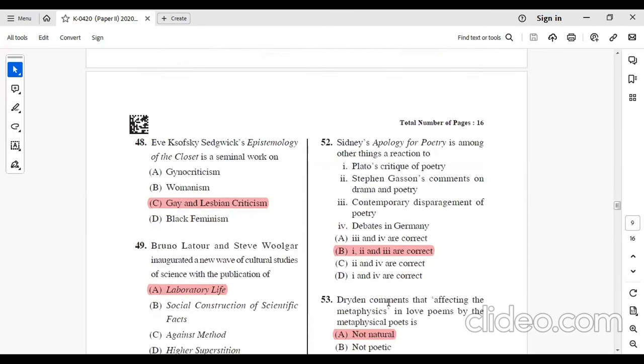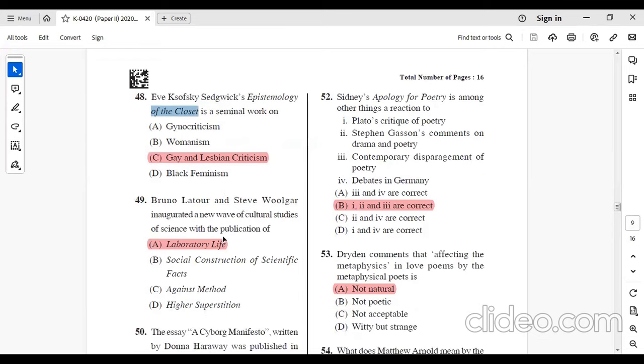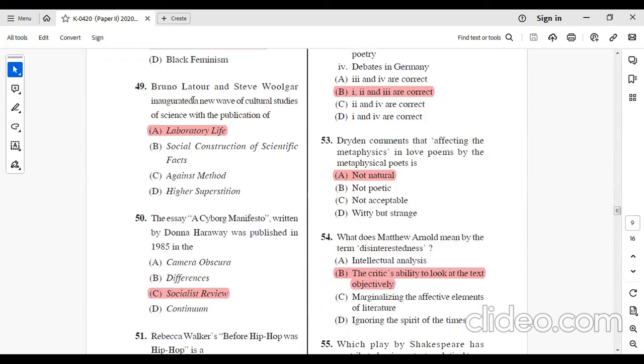Question number 48. Eve Kosofsky Sedgwick's Epistemology of the Closet is a seminal work on gay and lesbian criticism. Now, question number 49. Bruno Latour and Steve Woolgar inaugurated a new wave of cultural studies of science with the publication of Laboratory Life.